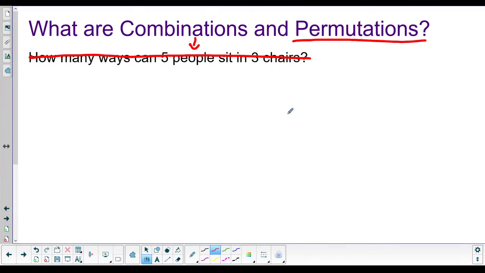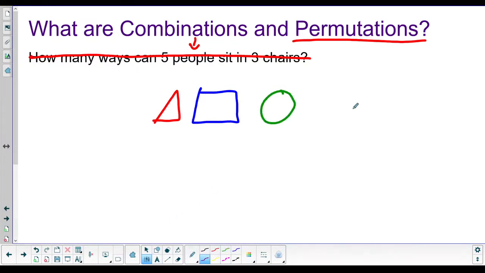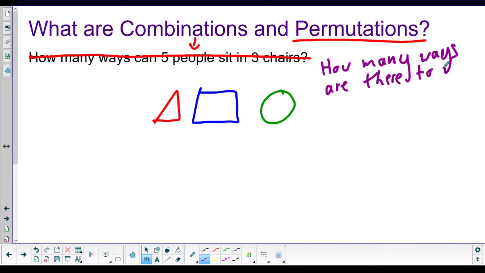Let's talk about permutations. Let's say I have a red triangle, a blue square, and a green circle. I want to know how many ways can I arrange these? How many different ways can I line these up? So the question for permutations is how many ways are there to arrange these objects.